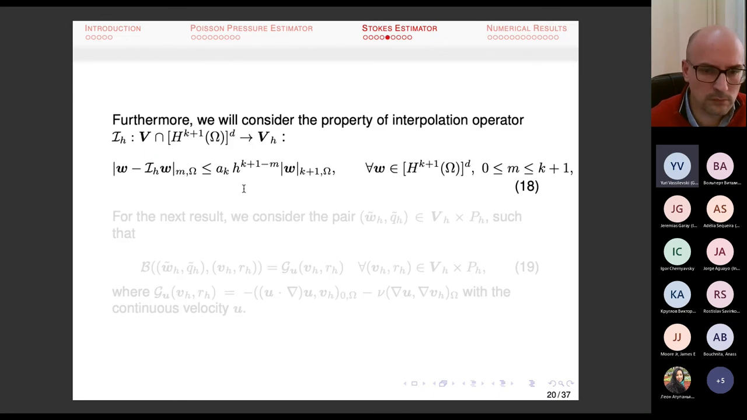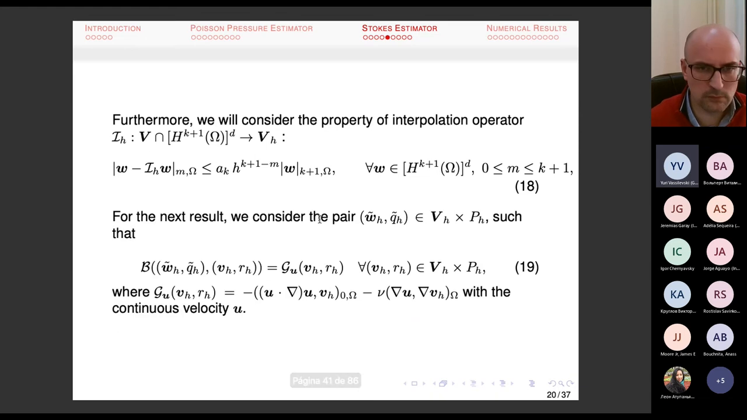Here we are also considering the interpolation property for the analysis. In addition, we are considering an auxiliary solution, which is a discrete solution, but with the right-hand side represented by this function. This expression with the U continuous.